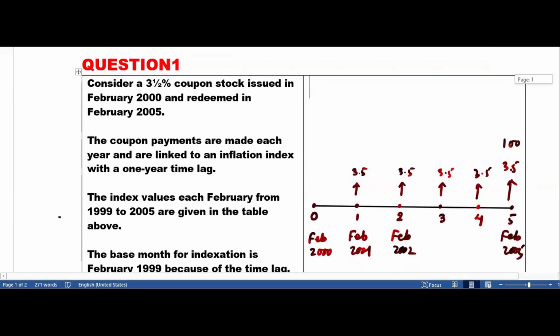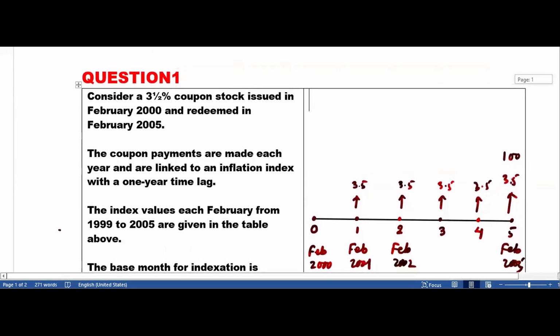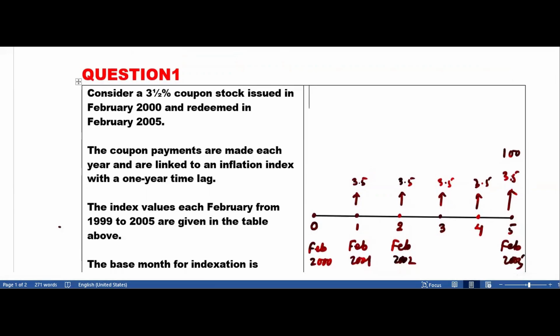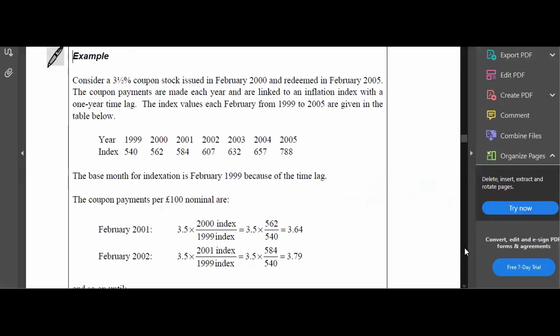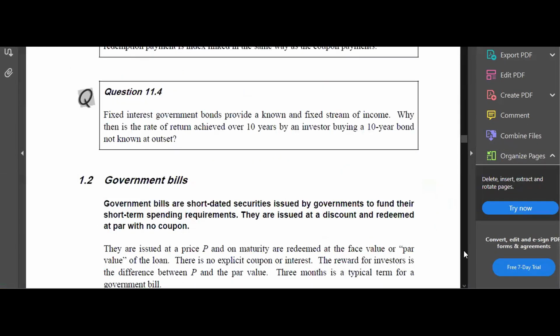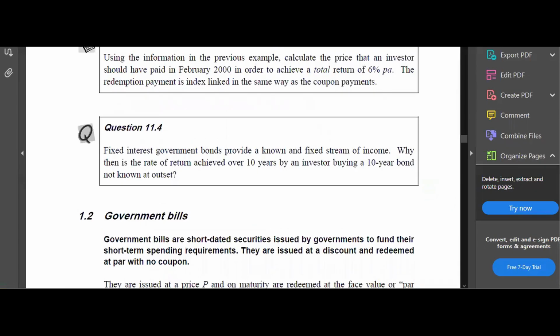Now if you want to find the money rate of return, what will be the money rate of return? Who can answer? And what is the real rate of return? How can you find the real rate of return and the money rate of return? Wait a minute. Is the price given? You have to price it in order to achieve a total return of 6%.